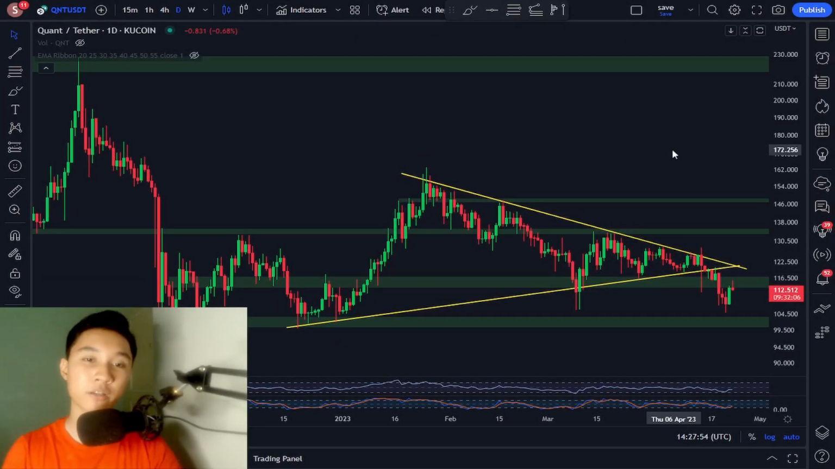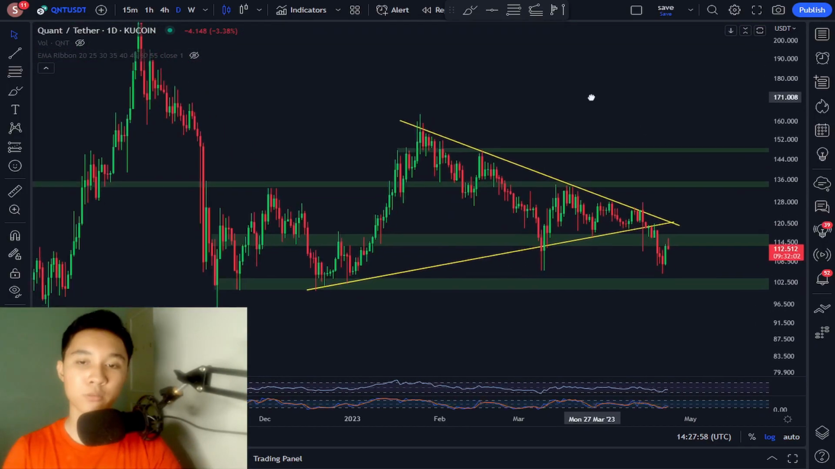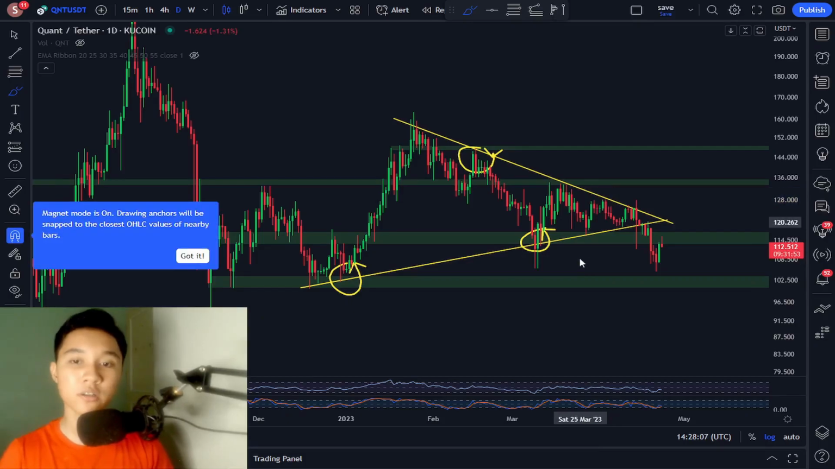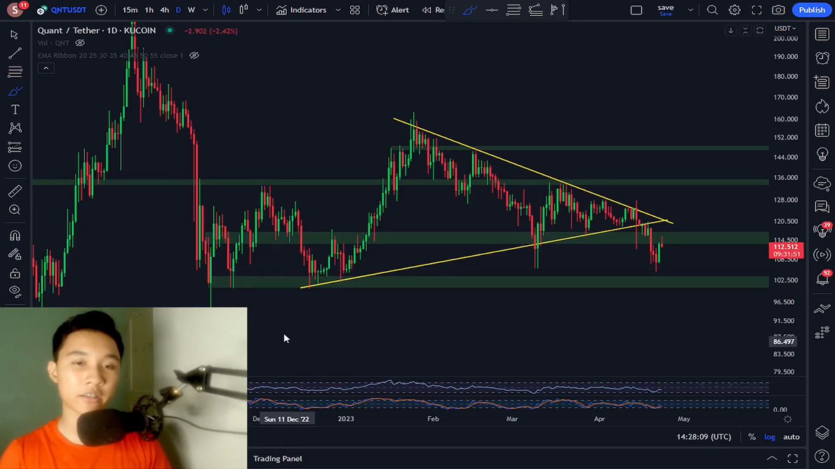So let's begin. So right now we are in the daily time frame, and if you guys remember, a couple of videos ago we spotted this huge symmetrical triangle forming in the daily time frame. We have been respecting support and resistance, therefore completing the formation of this triangle. And I also mentioned the respective targets for this triangle.